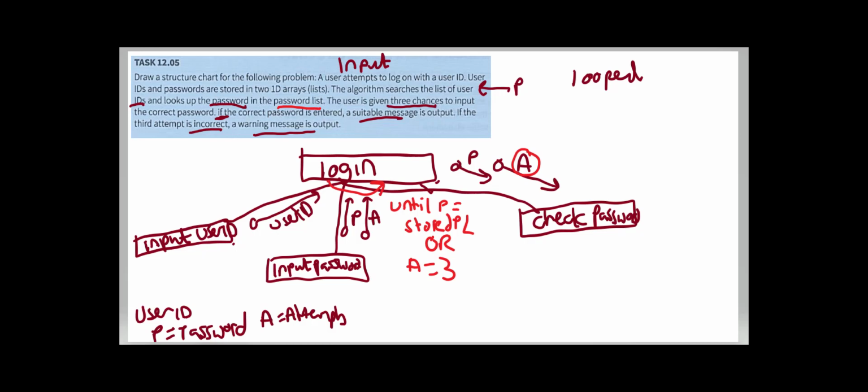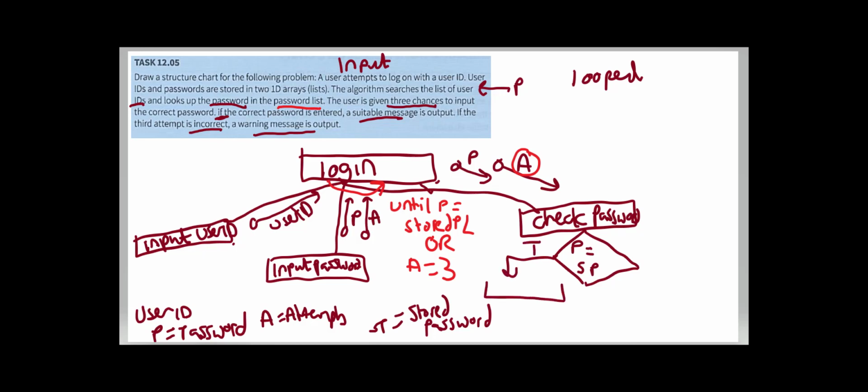Now what we're going to do is, does our password equal the stored password in the array? So SP equals stored. If true, we get output success.